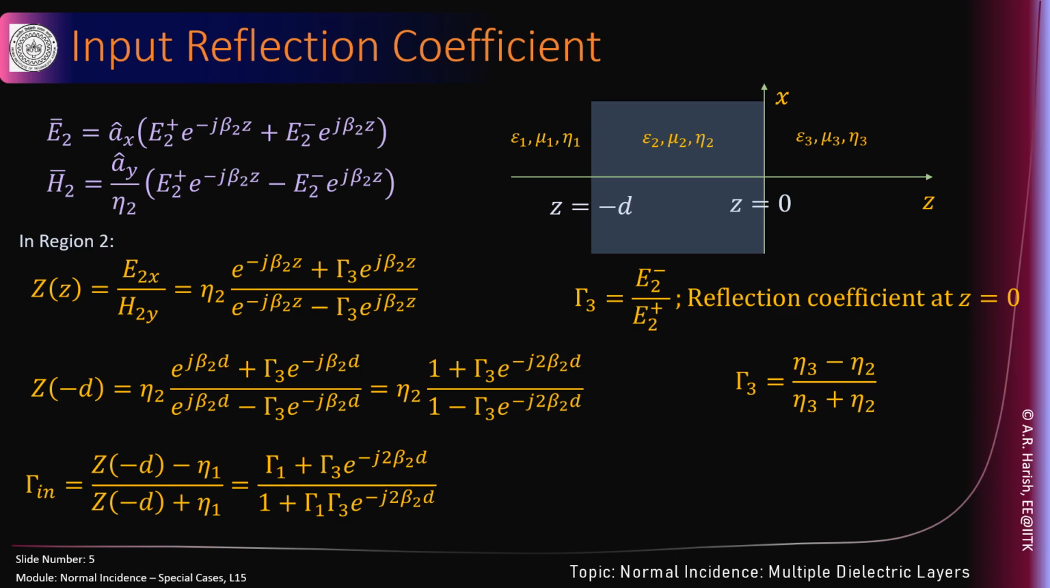So this is the reflection coefficient. Can it be done straight away? No, you may require a bit of jugglery to show that gamma in is given by gamma 1 plus gamma 3 times e to the power of minus j 2 beta 2 d upon 1 plus gamma 1 gamma 3 e to the power of minus j 2 beta 2 d. It's not very difficult, but I would want you to show this result.